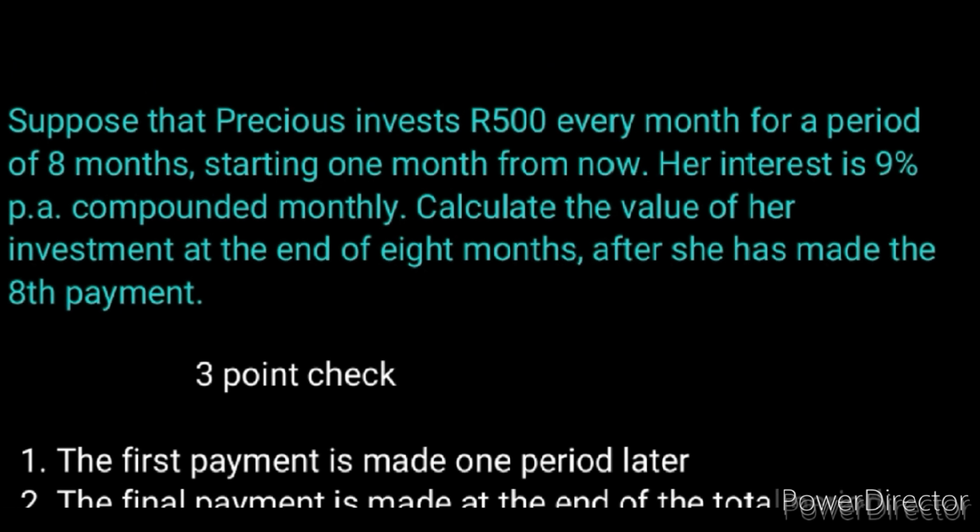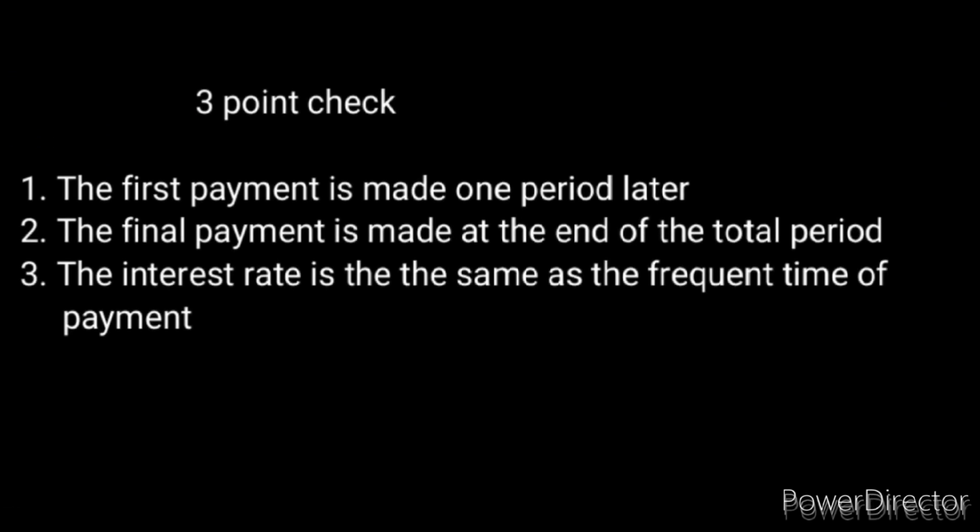So let's check it out. Notice that they said she invests 500 every month for a period of 8 months, and they ask you to calculate the investment at the end of 8 months. So the last payment is the same as the total period, because she makes payments for 8 months, and we want to find out how much she will have at the end of 8 months. And the last thing to check, this one is very critical.